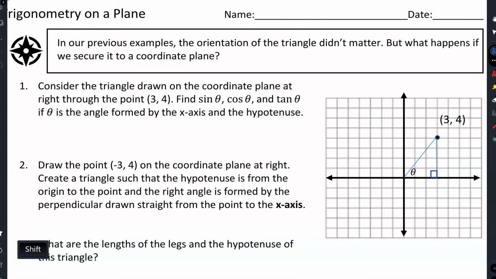So in our other examples, we looked at just triangles. So the orientation of the triangle did not matter. But what happens when we put it in a coordinate plane? Take a second and see if you can answer some of these questions.